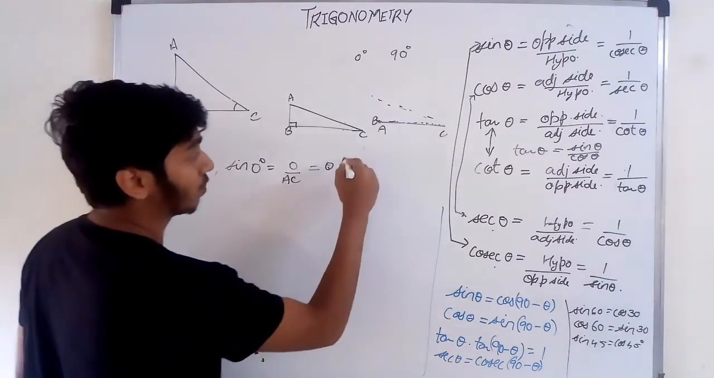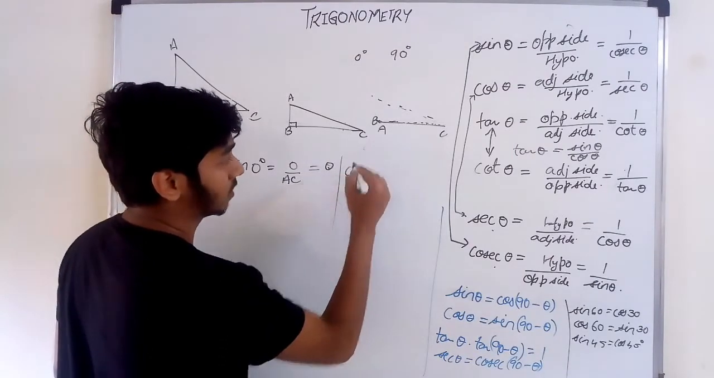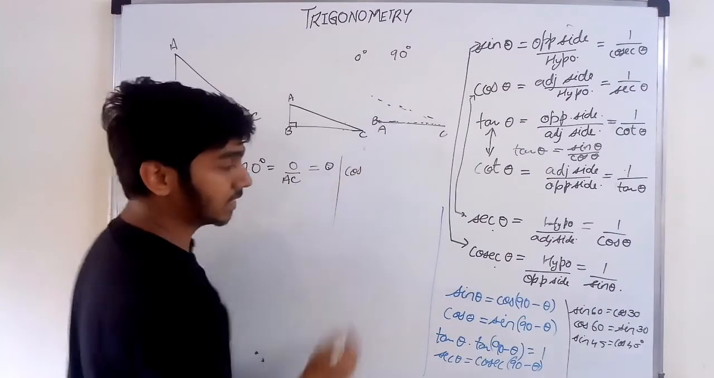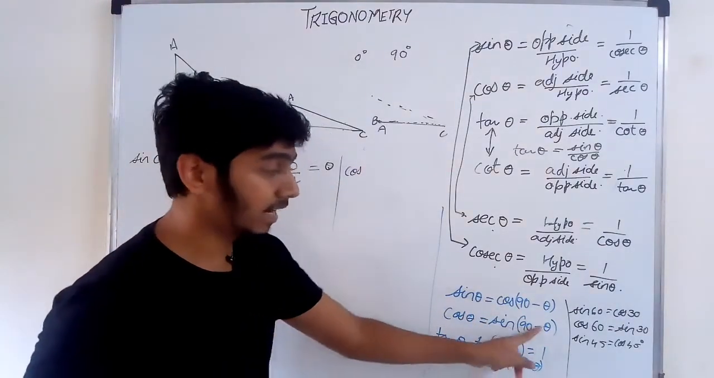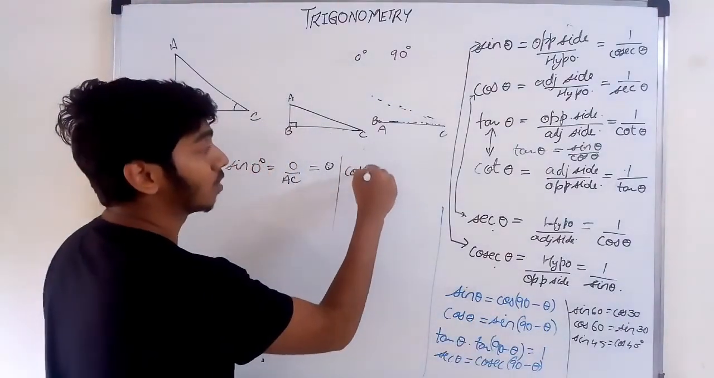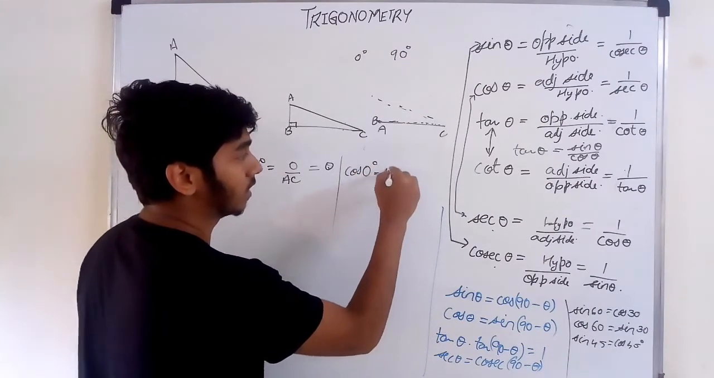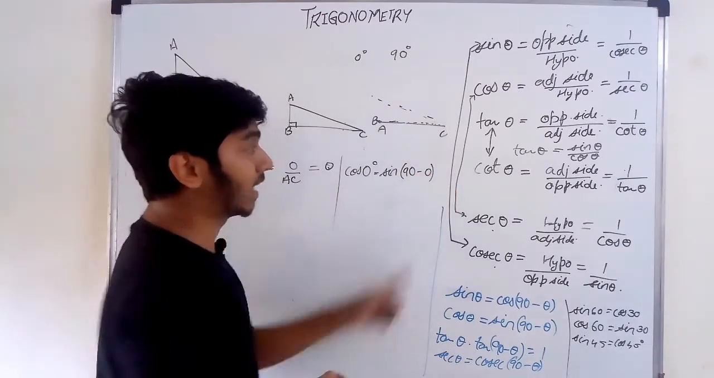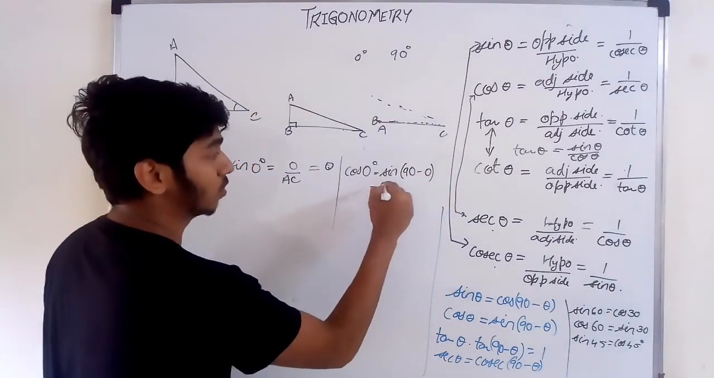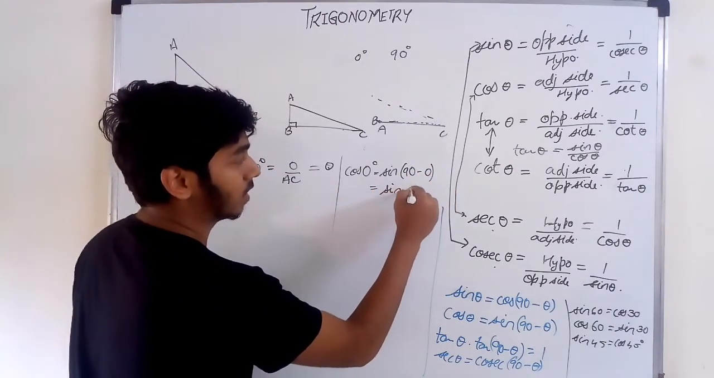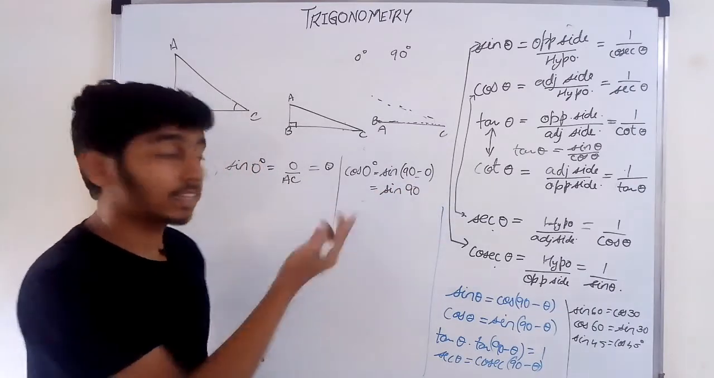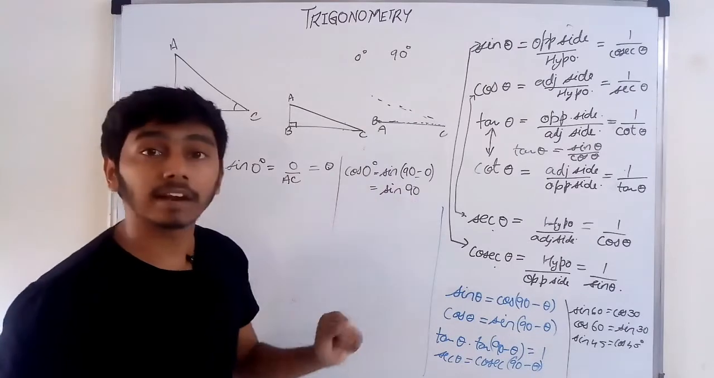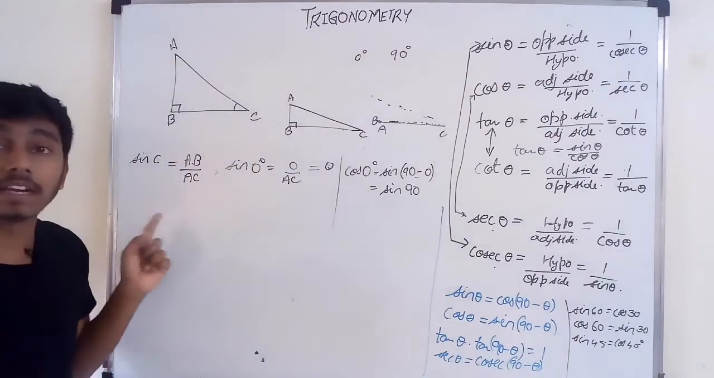Now, if you want to find cos 0 degree, you know cos theta is sine 90 minus theta. Therefore, cos 0 degree is sine 90 minus 0, and 90 minus 0 is 90 itself. So, for finding cos 0, we need to find sine 90 also. So, let's find sine 90 first.